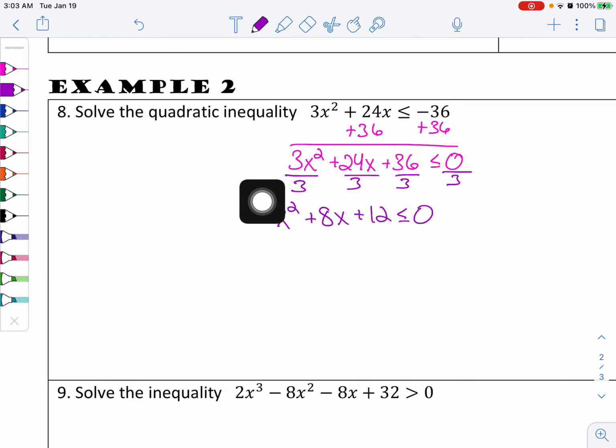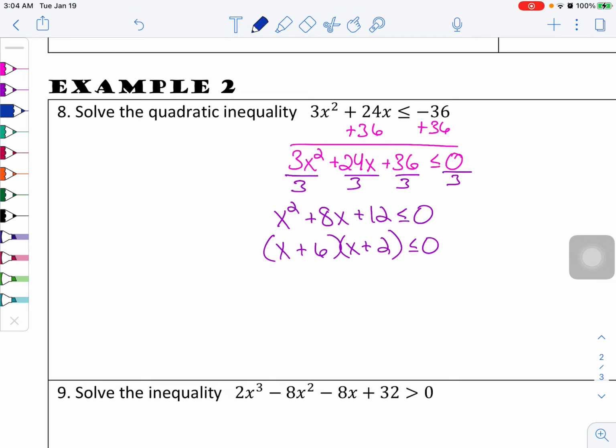Now remember, if your GCF had a variable in it, you would not do this. And I believe there's an example later on that you would not divide completely, you would factor. So just be careful with that. So let's find our factored form. What multiplies to 12 and adds up to 8? Well, 6 times 2 is 12. 6 plus 2 is 8. I now have my factored form.